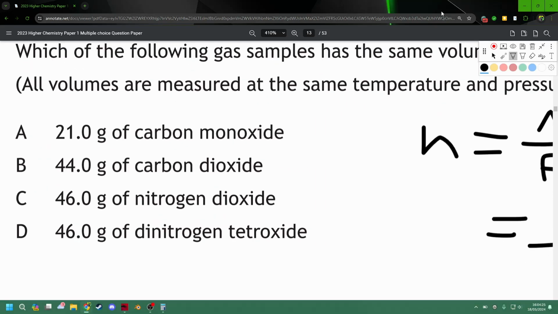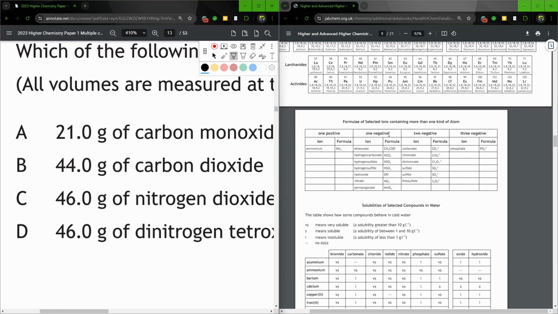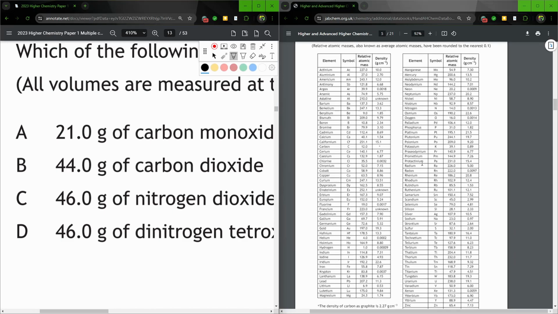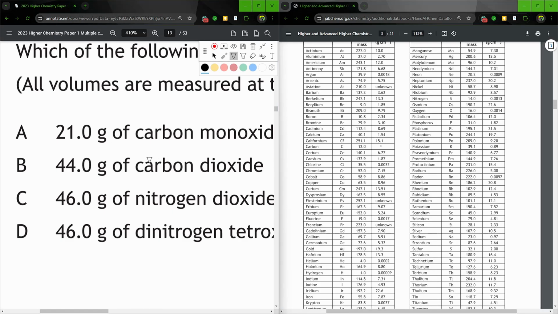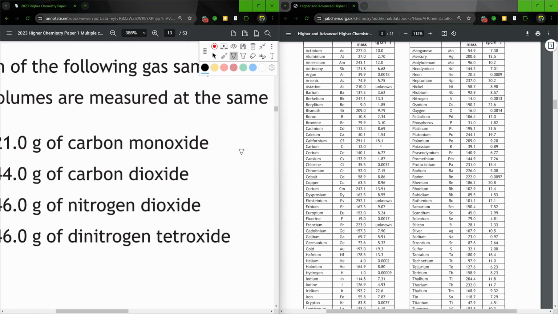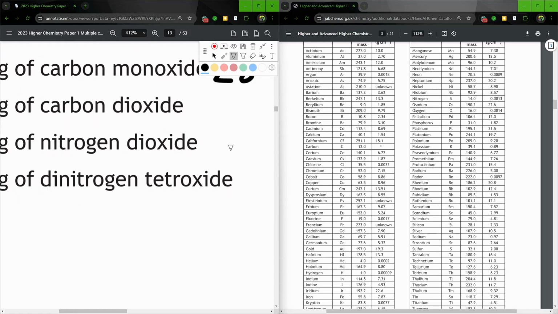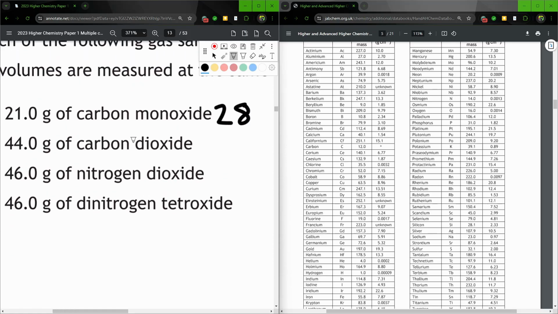So carbon monoxide, I'll go and pull up my table again, and we'll go to our mass page. So start with carbon monoxide, and so that's basically 12 plus a single oxygen, so that would be 28. Because that's 12 plus 16. Carbon dioxide, that's just the carbon monoxide with an extra oxygen atom, so we're adding another 16 onto that. So that would be, formula mass is 44.